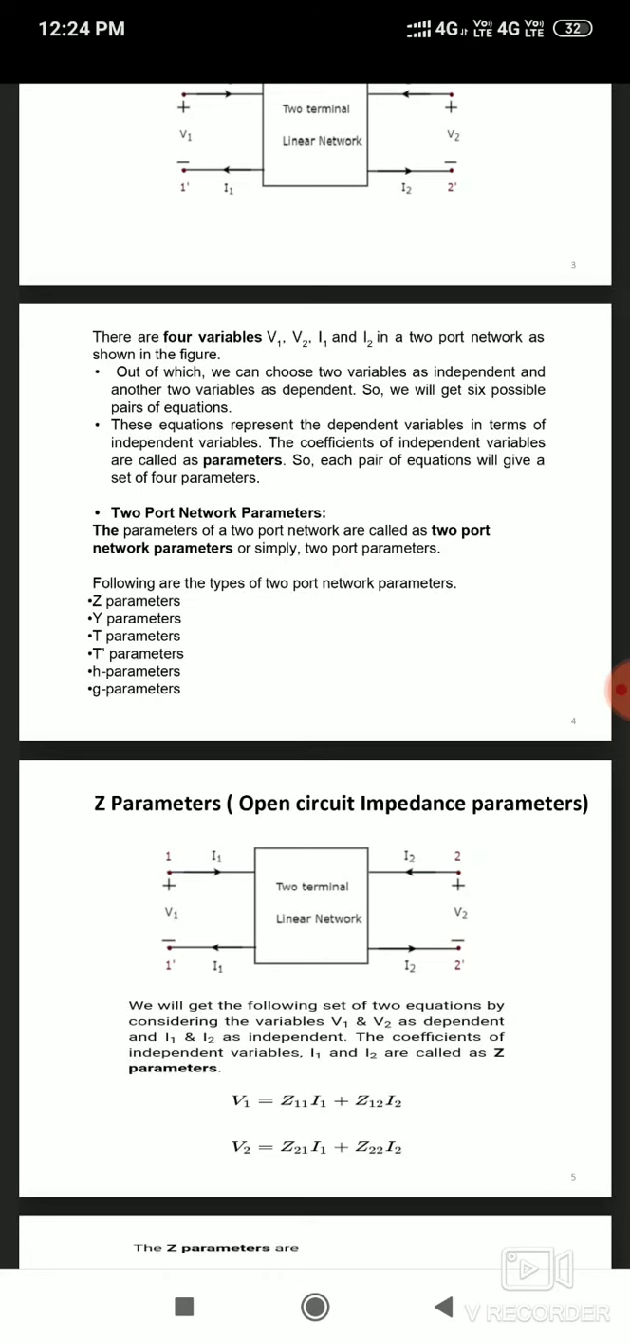What is the unit of voltage gain? Voltage gain is the ratio of output voltage divided by input voltage. The same quantity is in numerator and denominator, that is voltage, so voltage gain is unitless. Similarly, what is the unit of current gain? I2 divided by I1, that is output current divided by input current. It is also unitless.